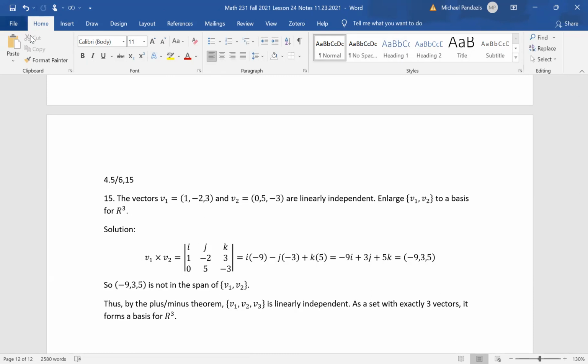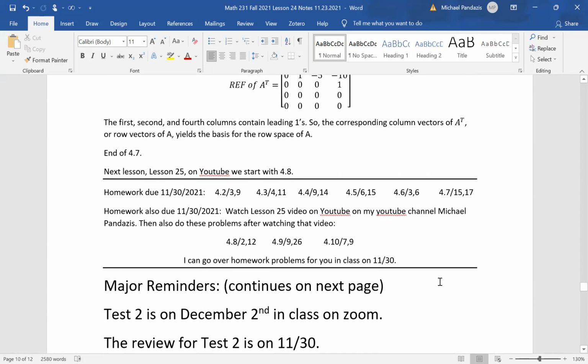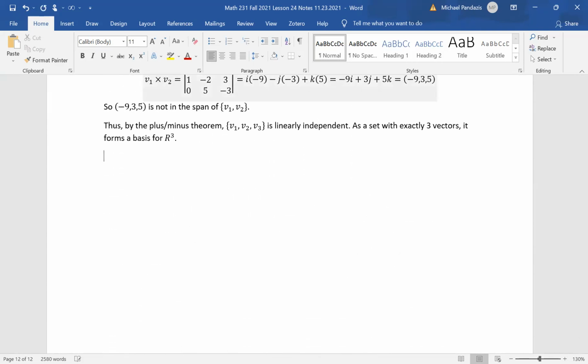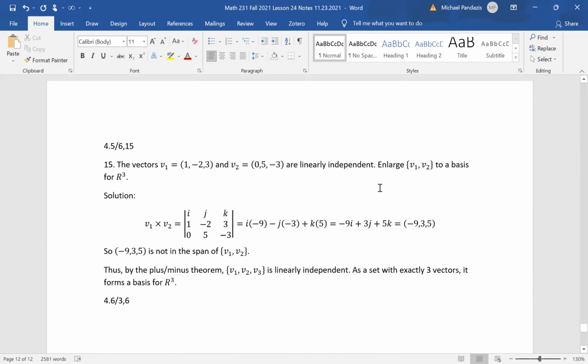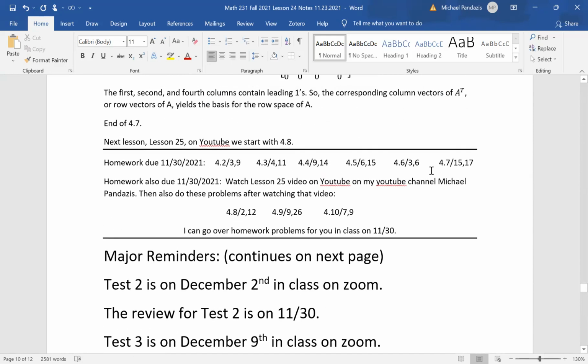So now the example is done. That's an example from 4.5. Now for 4.6, we have 3 and 6. Okay, so this is homework for next class. I'll let you do that. It also takes some time to think about them. So I want to see, can I do something quickly? So 4.7 is 15 and 17.